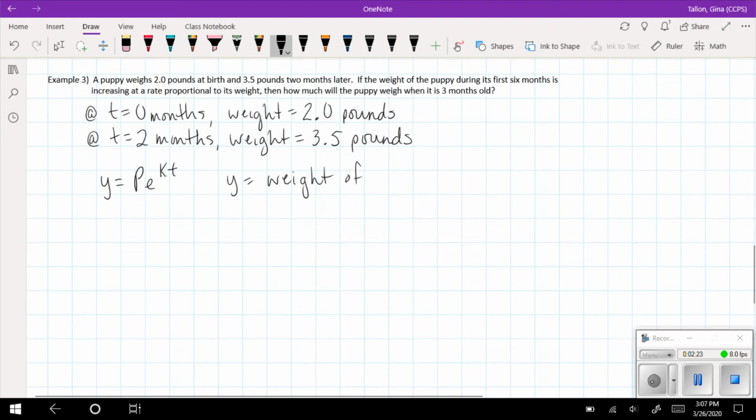of the puppy, and t is time in months, right? We have a little restriction on our time as well, because it talks about if the weight of the puppy during its first 6 months. So in this case in particular, we were looking at 0 is less than or equal to t is less than or equal to 6 only.